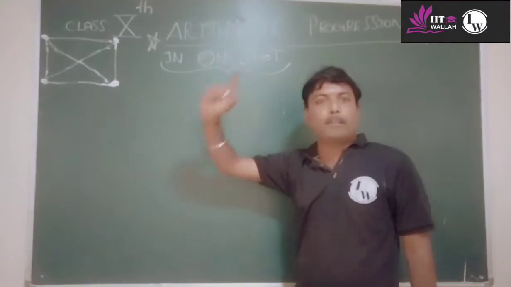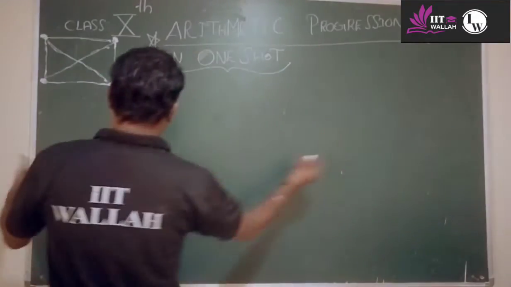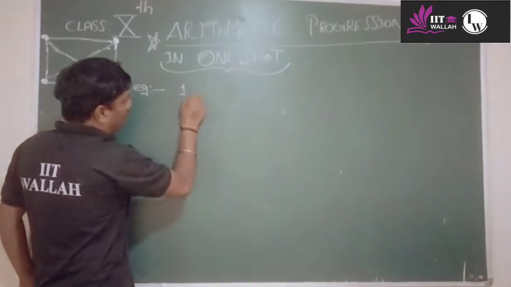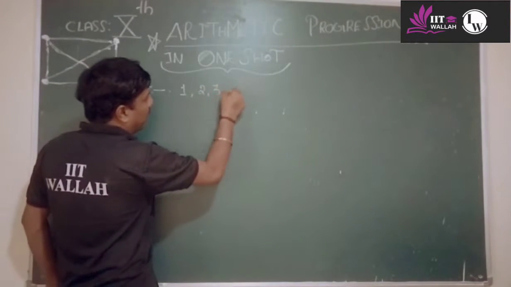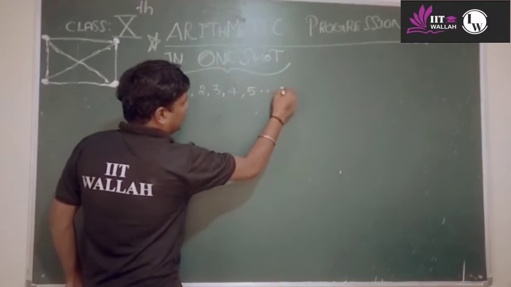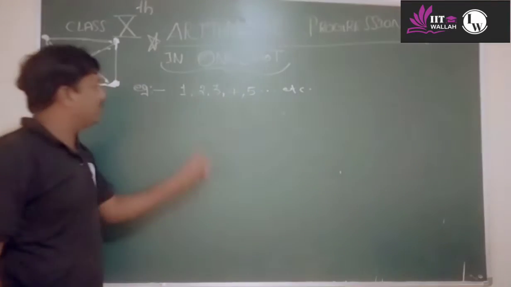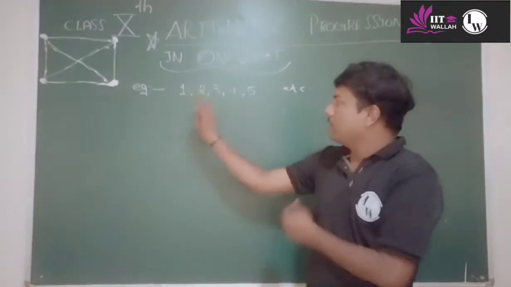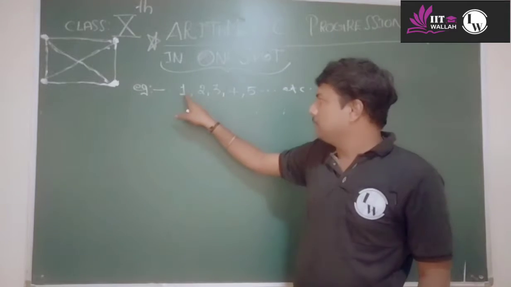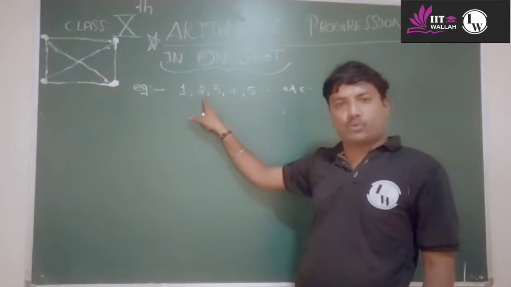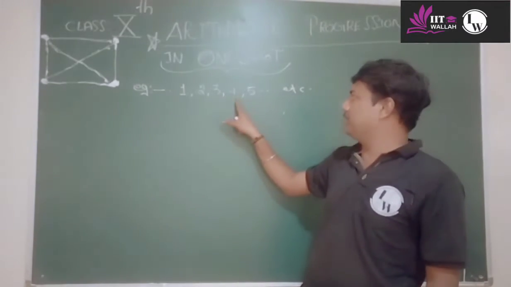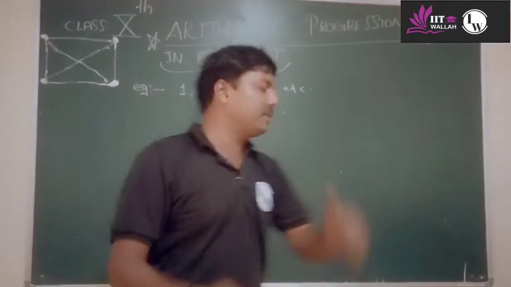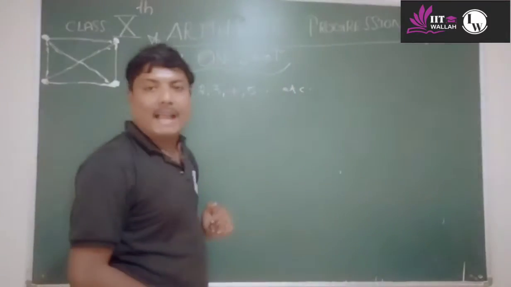Arithmetic progression means like this. Example, if I say it is 1, 2, 3, 4, 5, etc. This is an arithmetic progression. Why is it an arithmetic progression? Because first term is 1. If you add 1, 1 plus 1 is 2, 2 plus 1 is 3, 3 plus 1 is 4, 4 plus 1 is 5, etc. So you might have understood the condition to become an arithmetic progression.